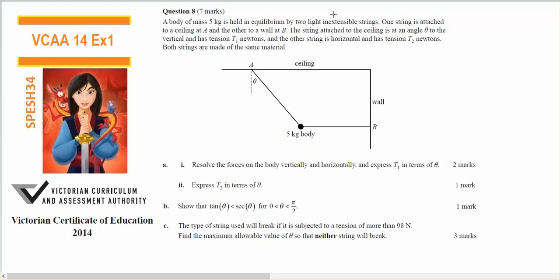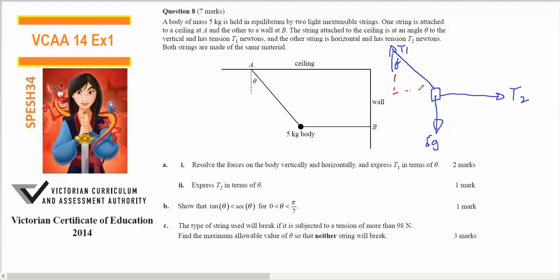This is for Year 12 Specialist. It comes out of VCAA 2014 Exam 1, question number 8, A, B and C. So we have a body of mass 5, and here's my body of mass 5, and it is hanging, so that's 5G. We have a tension this way, which is T2, and we have a tension this way, which is T1, and that there is theta.